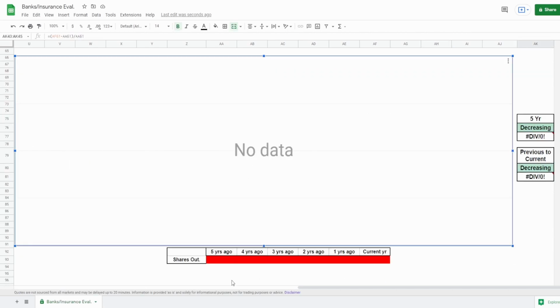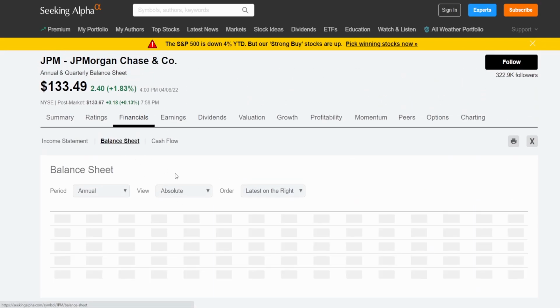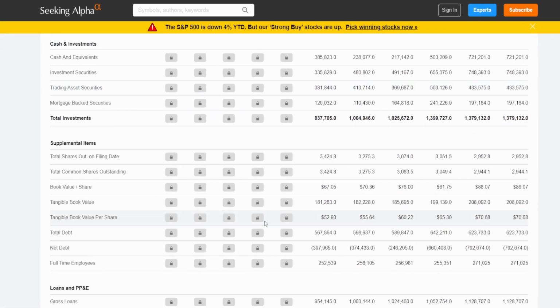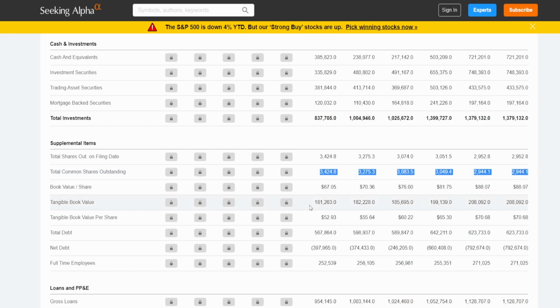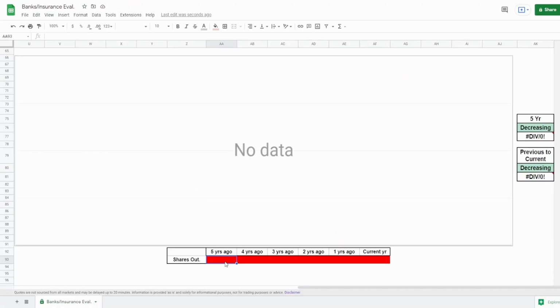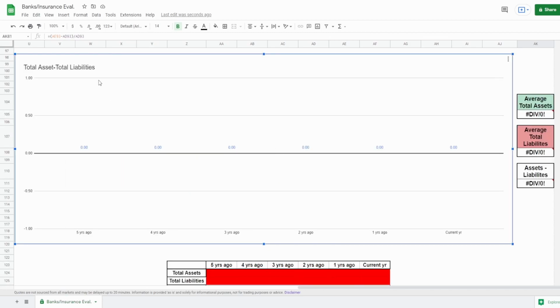Now scrolling to the third graph, this is now the shares outstanding. So we're going to go back to Seeking Alpha, and we have to go now to the balance sheet. If we scroll down a little bit, well, we see that we got the total common shares outstanding. So we got these values, we're going to copy them, and we are going to now paste them into, again, under the 5 years ago, and this populates the shares outstanding graph, and it gives us whether it's decreasing or increasing on the 5 year and previous to the current year, and at the rate for both.